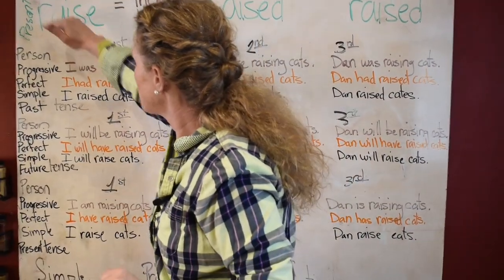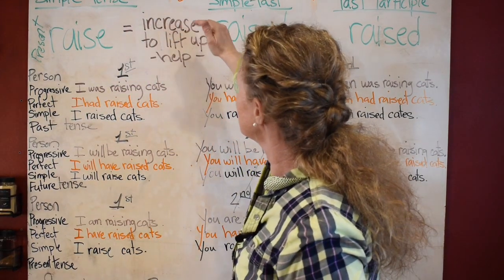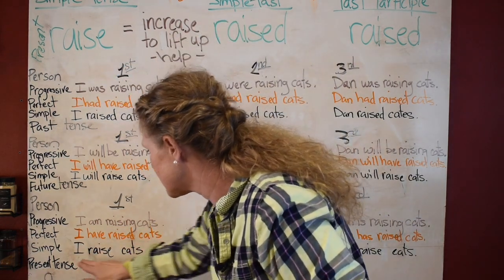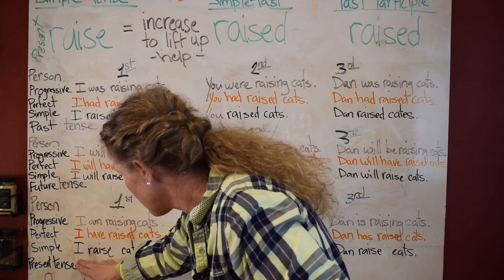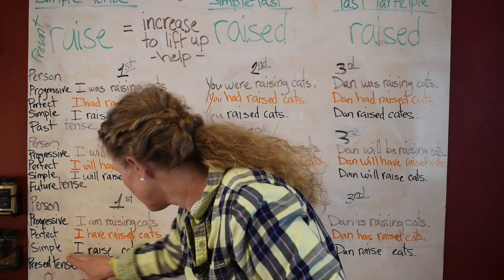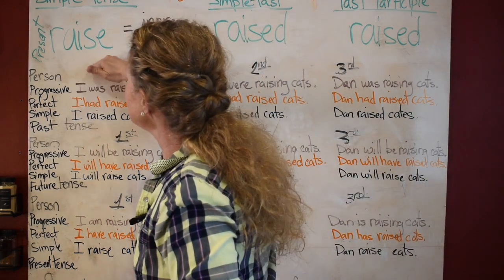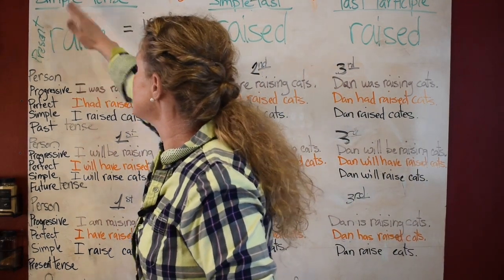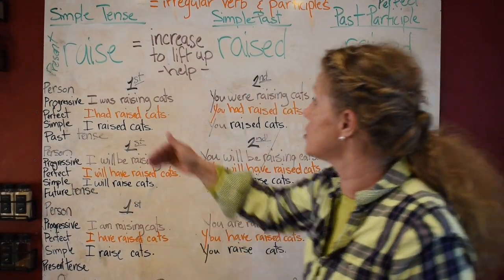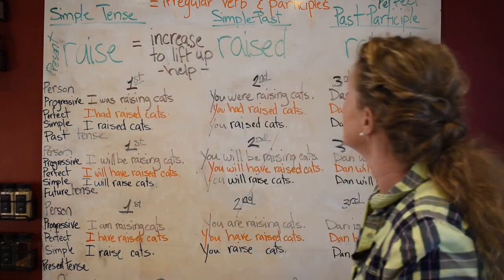See, that's your simple present tense. And that's your main word, and it means increase, to lift up. It means help. This is a transitive verb. I raise cats. There's your subject, your verb, and your direct object. Boom, boom, boom. That's a transitive verb. Yes. Now, raise is a simple tense. It sits in the present all by itself. If you want the progressive, you just drop the E and add your ing to get the progressive tense.